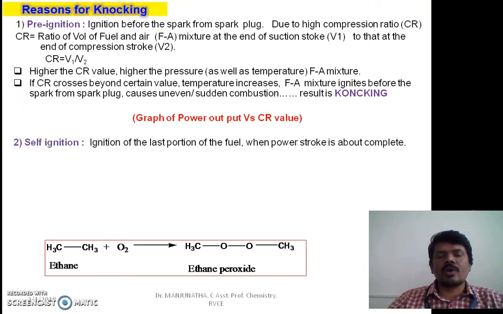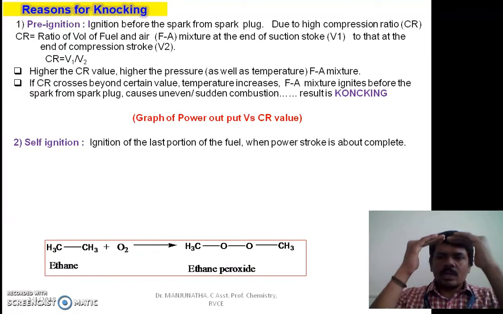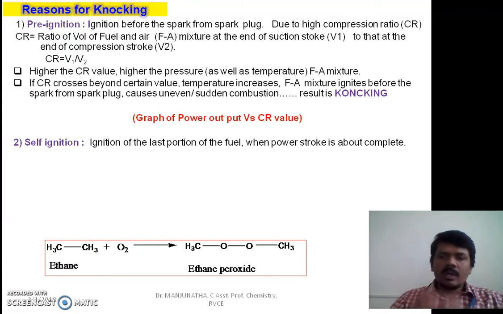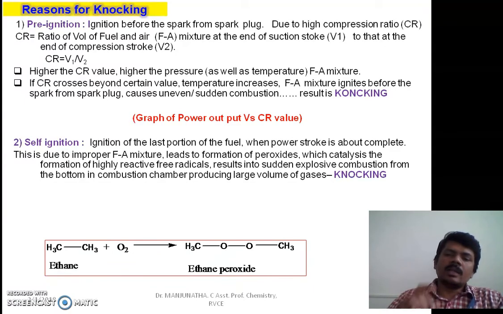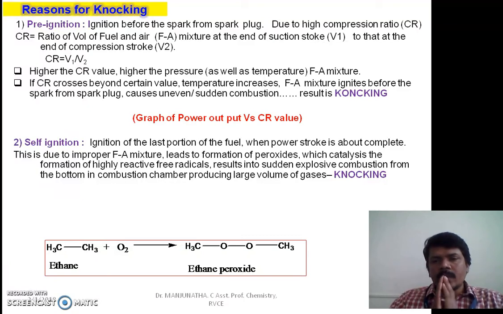Next, let us look at the second reason for knocking. This is self-ignition. Self-ignition means the last portion of the fuel ignites without the flame, at the end of the power stroke. When the spark is produced, the flame front moves down. In the last portion, when it is about to burn, because of insufficient oxygen there is a chance of formation of peroxides, which catalyze the formation of highly reactive free radicals.